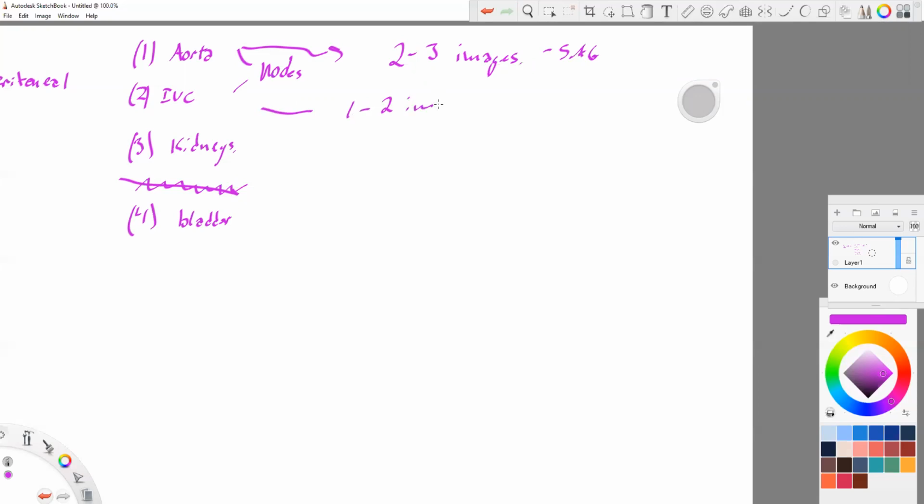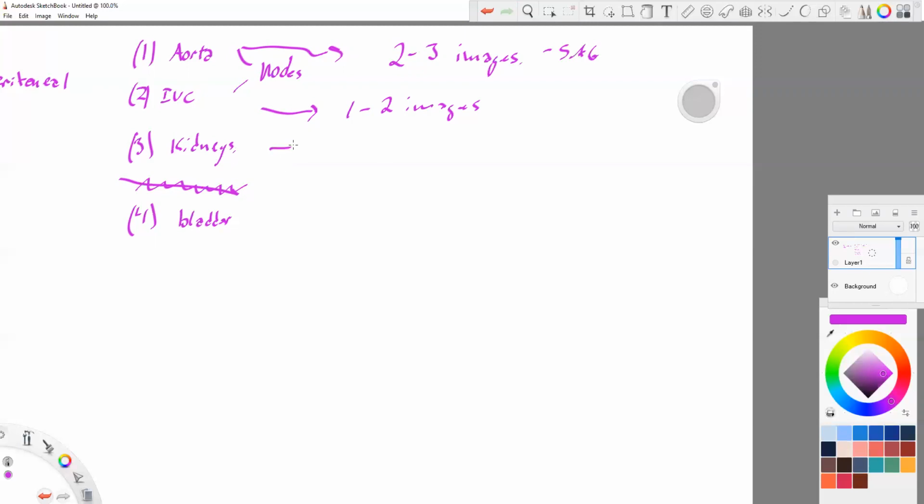IVC, on the other hand, 1 to 2 images are fine. There's not a whole lot that we have to worry about. There are some things, like thrombus in the IVC. If there's any kind of known renal cancers or anything like that, you might want to take a second look at that IVC because cancer can go from the kidney into the IVC pretty easily.